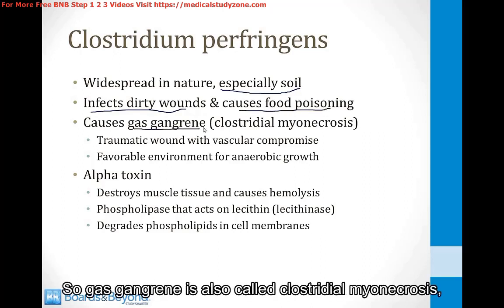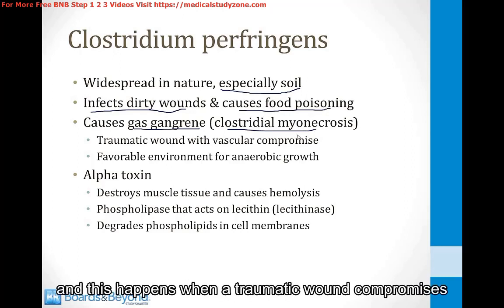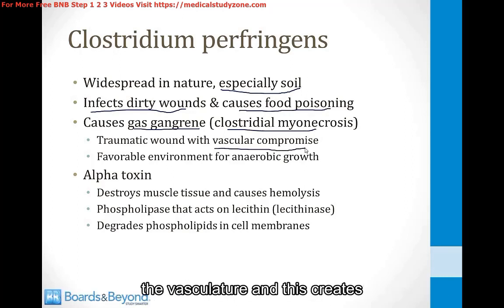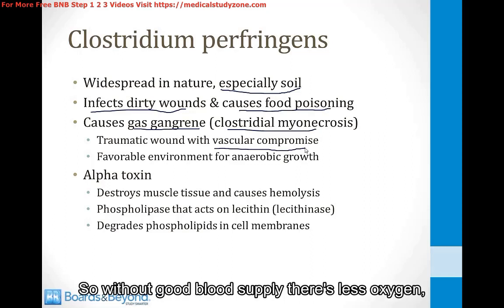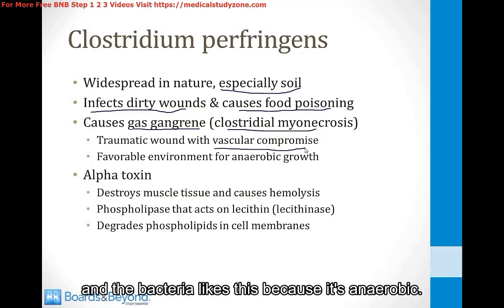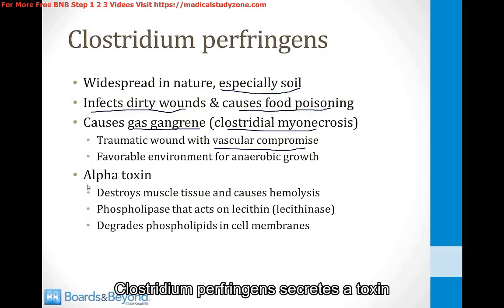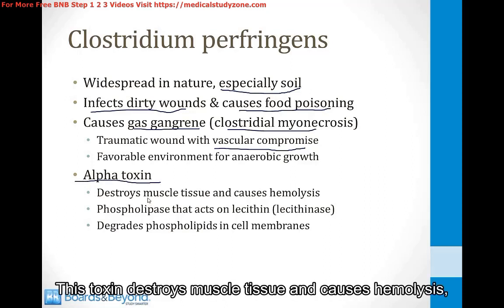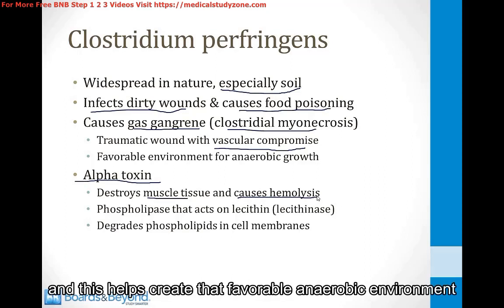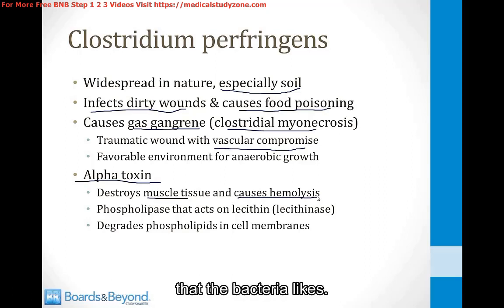So gas gangrene is also called clostridial myonecrosis, and this happens when a traumatic wound compromises the vasculature, and this creates a favorable environment for anaerobic growth. So without good blood supply, there's less oxygen, and the bacteria likes this because it's anaerobic. Clostridium perfringens secretes a toxin that's helpful for gas gangrene called alpha toxin. This toxin destroys muscle tissue and causes hemolysis, and this helps create that favorable anaerobic environment that the bacteria likes.